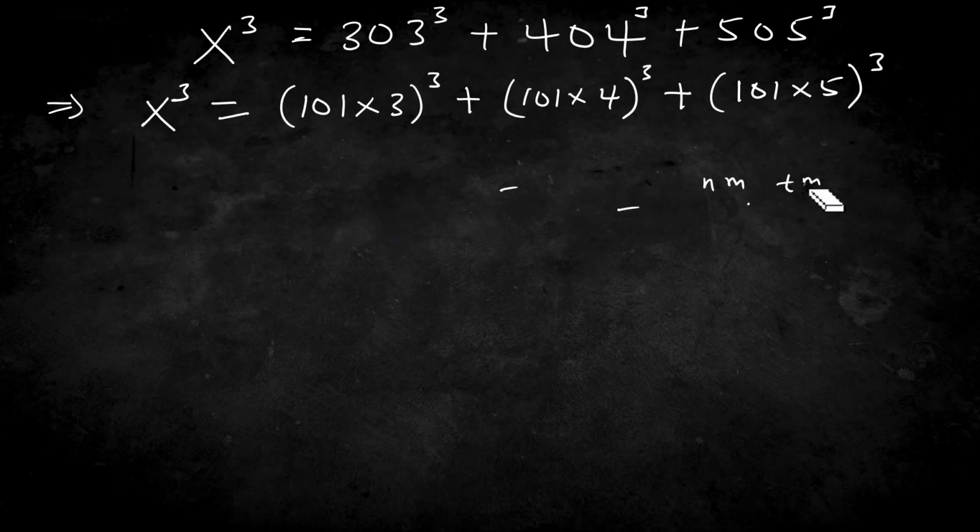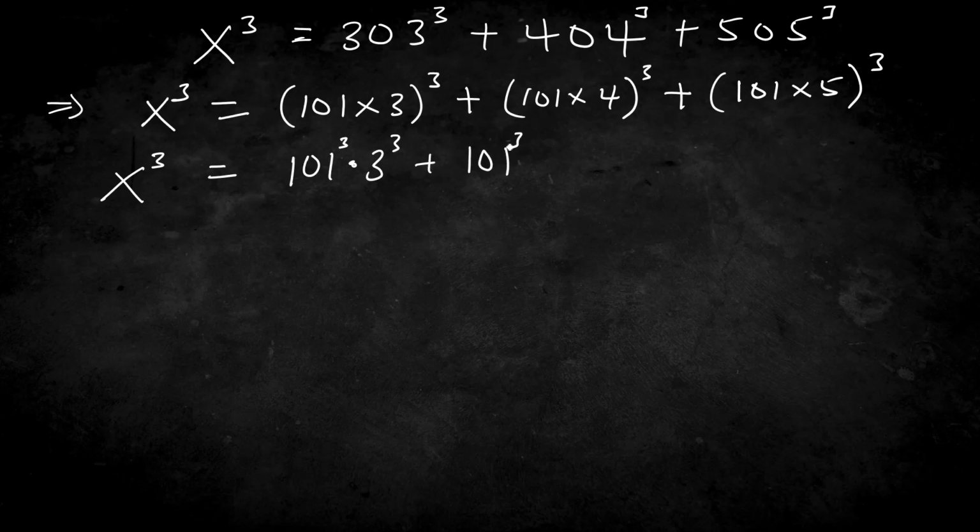So let's go ahead and arrange them well. We have x cubed. So this side will be 101 cubed times 3 cubed, plus 101 cubed times 4 cubed, plus 101 cubed multiplied by 5 cubed.